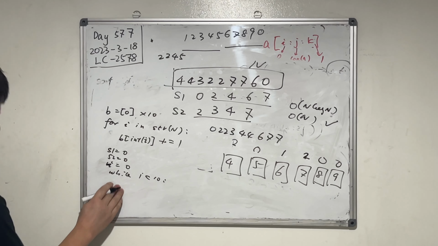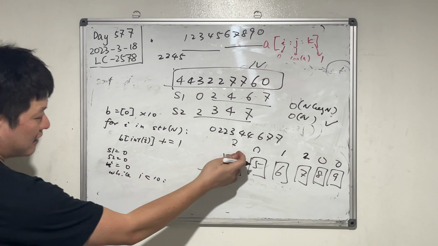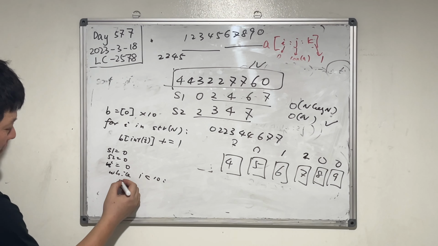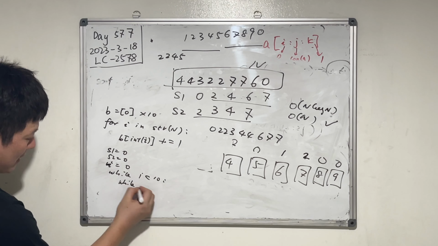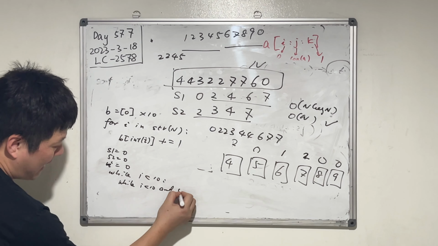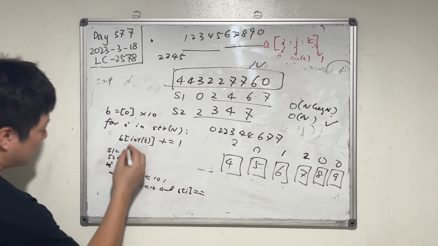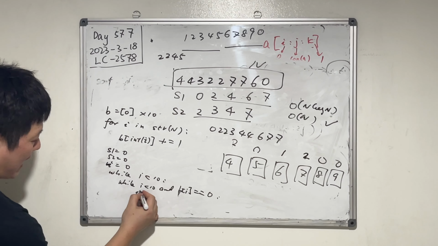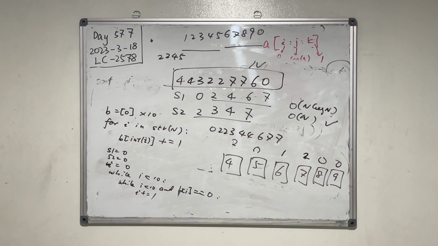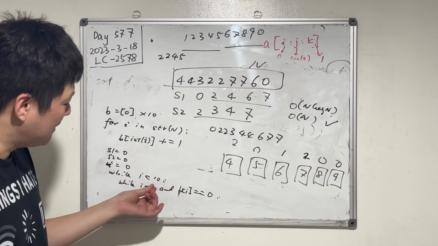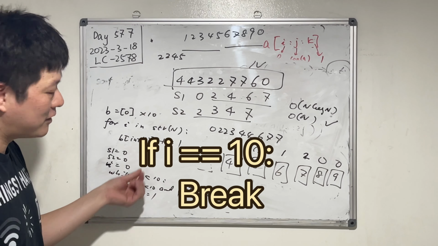First of all, we need to skip the bucket which is 0. So how do we skip the bucket which is 0? While i is smaller than 10 and b[i] is actually 0, then i plus equal 1, right? So we skip the empty buckets, and then we need to take the numbers.